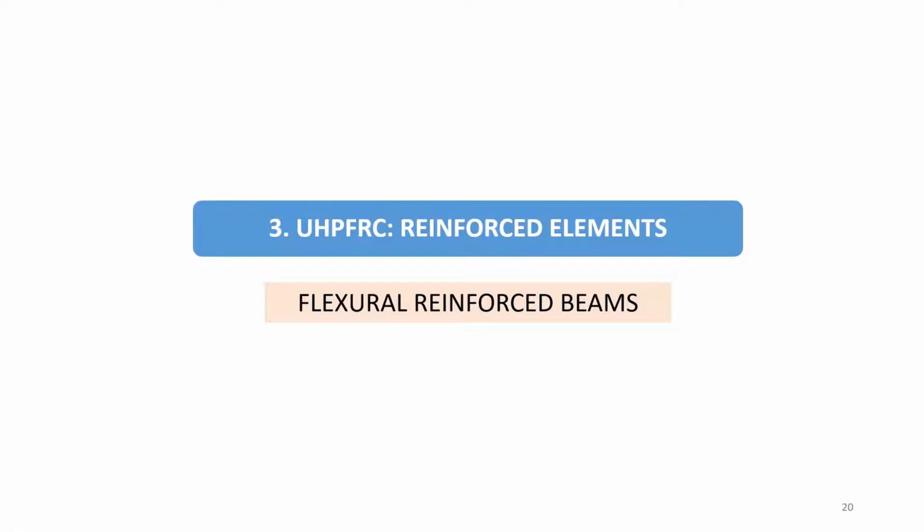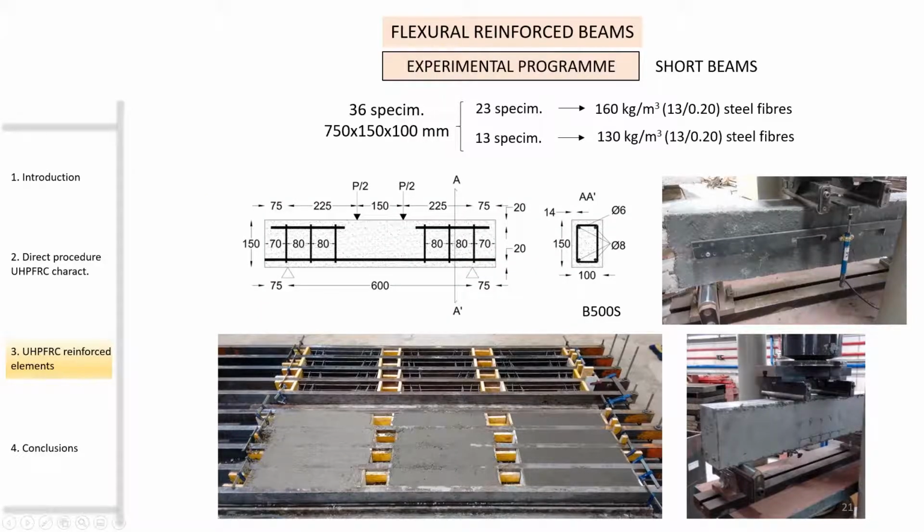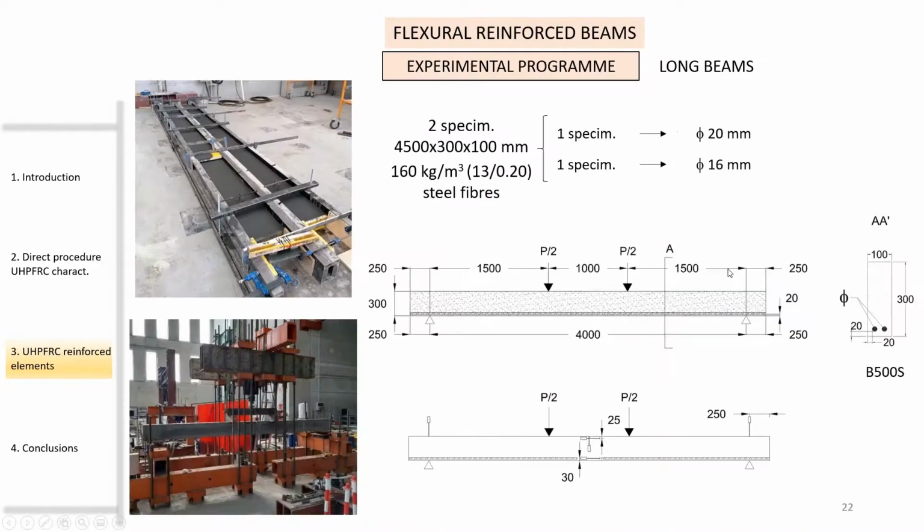Once we have validated and calibrated, and we have defined a direct procedure to obtain with reliability the tensile parameters that we need for numerical modeling, a step forward to the structural modeling could be to model flexural reinforced beams. In this sense, we carried out an experimental program of short beams composed of longitudinal reinforcement bars, and we placed stirrups to avoid the shear failure. We cast these beams using different amounts of fibers with the idea of developing a wide range of strain softening to strain hardening behavior, and we tested these beams in a 4-point bending test.